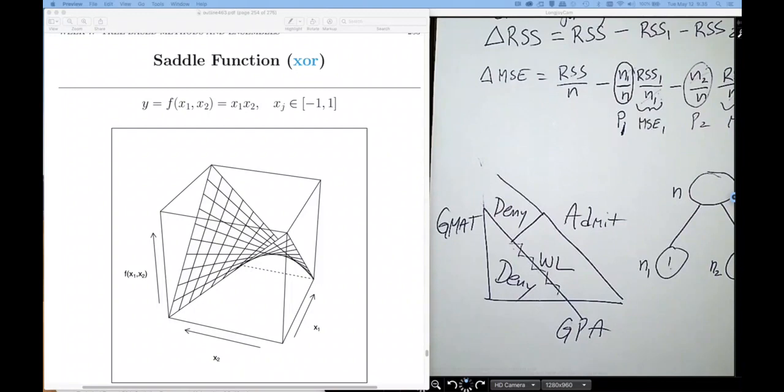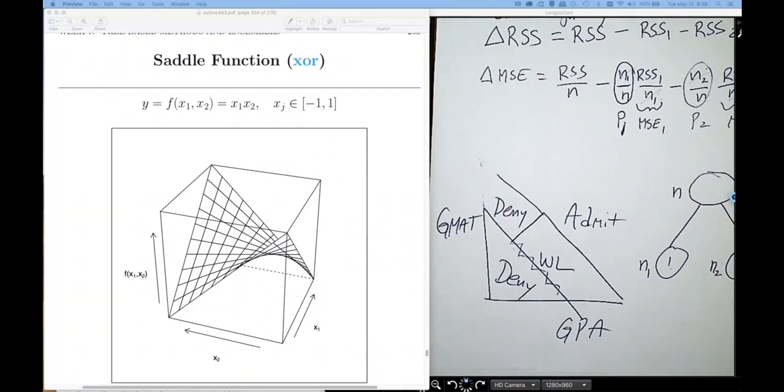I want to go over a very difficult function that illustrates the need to overgrow a tree and prune it backwards. Then I want to summarize everything that we've done on trees and when you should use a tree versus when you shouldn't use a tree.